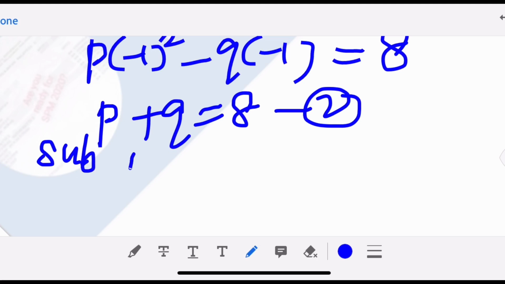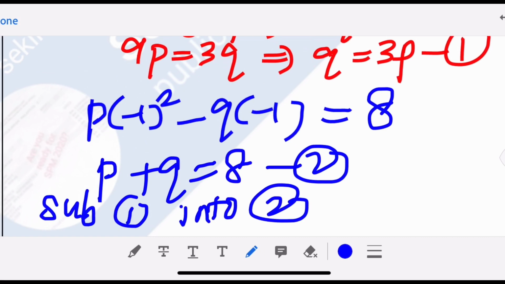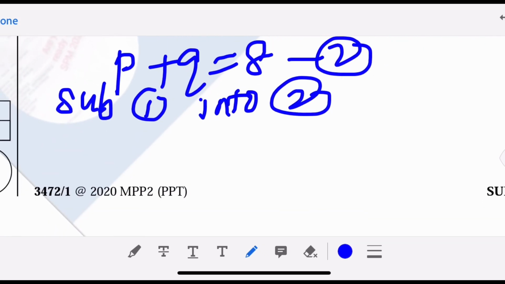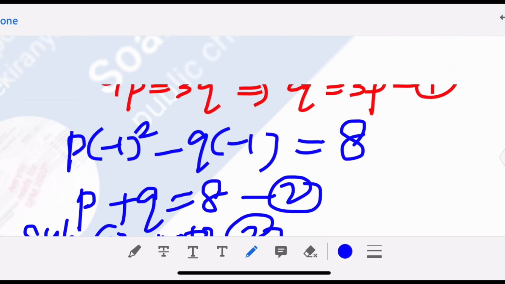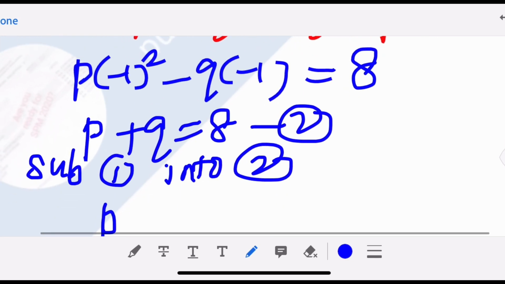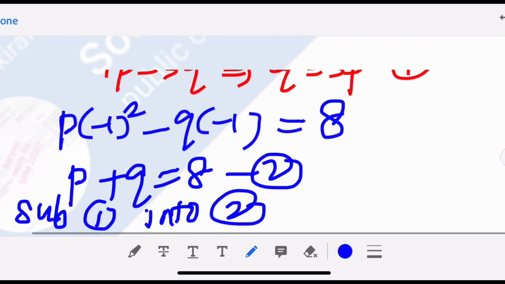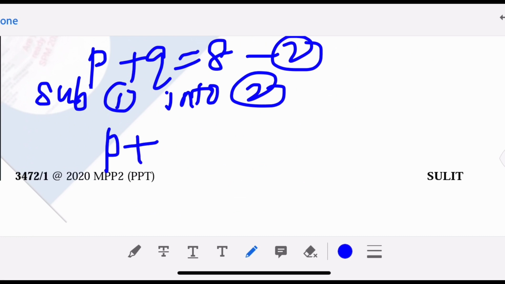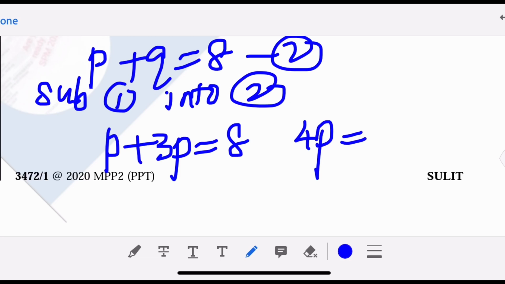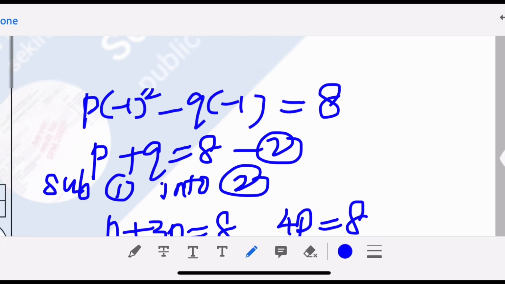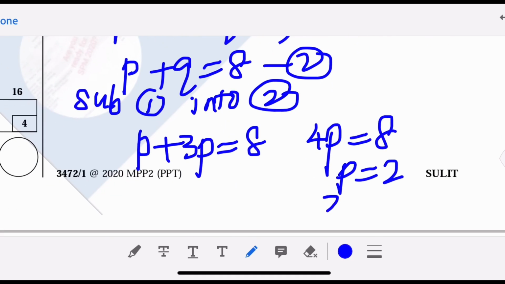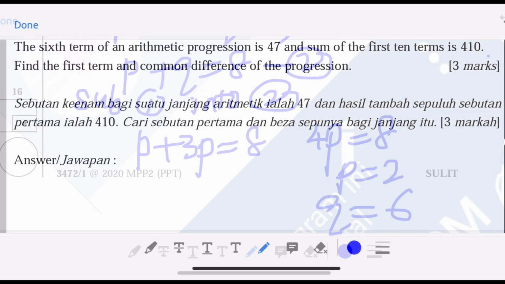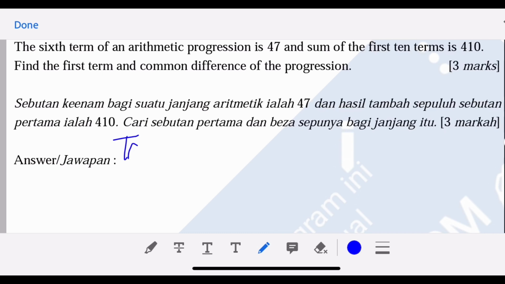So you can sub into equation number 2. Sub 1 into 2, then you will get p plus 3p equal to 8, right? Because your q is 3p. So you have 4p equal to 8, so p equal to 2. Then how to find your q? I'm sure you got no problem. q is 3 times 2. So then you solve the p and q.